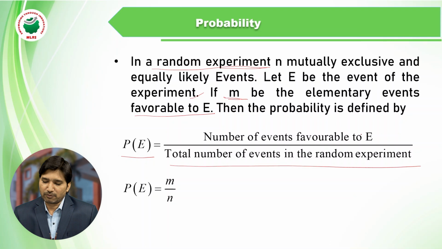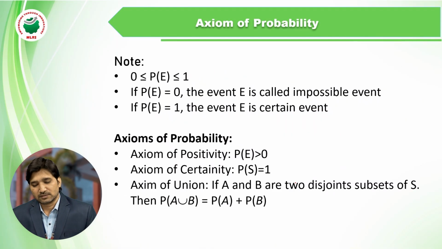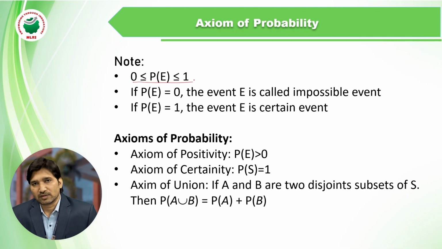Here m is the number of favorable cases, and n is the total number of events in the random experiment. So the definition is P of E equal to m by n. Out of the total number of events, we take the favorable cases. That is the probability, m by n. Also, as a note, probability always lies between 0 and 1, that is 0 less than or equal to P of E less than or equal to 1.